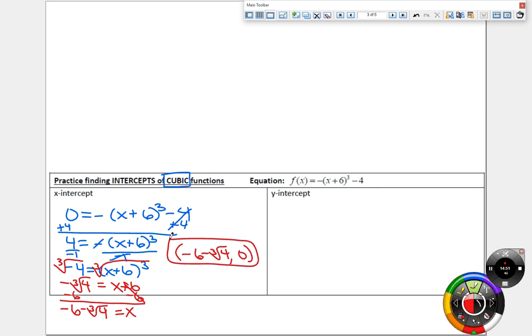And then again, we do the y-intercept with the same type of work, just plugging in 0 for x. And again, because of the way we've written it, if you can get through order of operations, you should be able to get through this process. So this is a negative, this is a 6 that's being cubed. That makes this negative 216. So negative 220.